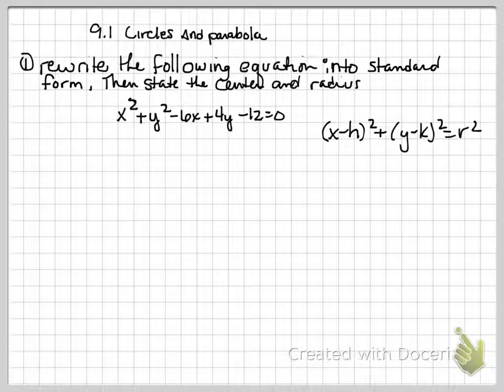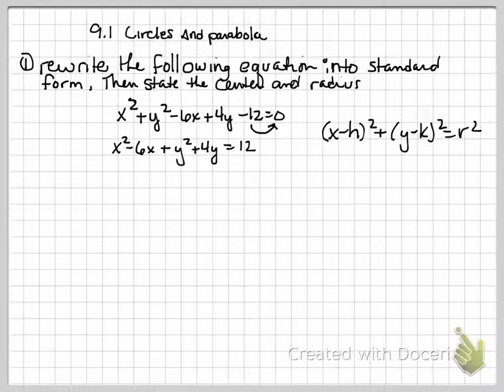So if you remember from Algebra 2, in order to get this into standard form, we need to complete the square. So to complete the square, I'm going to regroup this by putting the x's and the y's together. And I'm just going to rearrange it. And I move that negative 12 to the other side, because I don't need it.